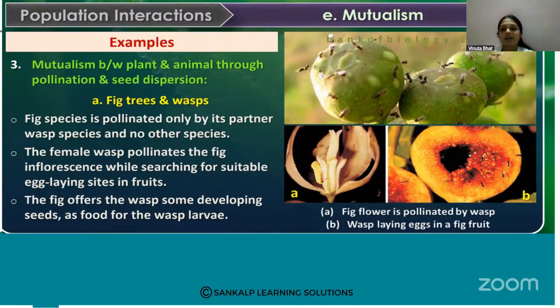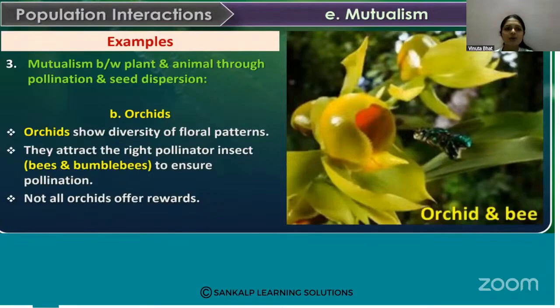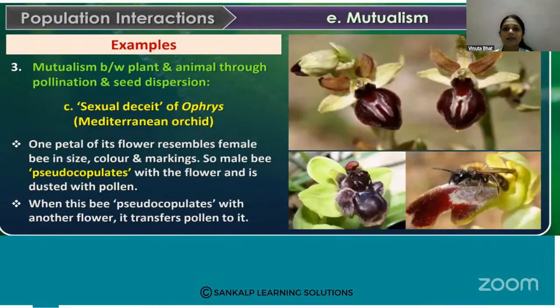So fig flowers are pollinated by the wasp, which lays the egg inside the flower, which provides a safe place for laying the egg, and the developing larvae consume the developing seeds of that fruit. Okay, so like that we can observe the mutual relationship. Then between the orchids and the bees, there is a mutual relationship, that is, plant and animal. Then the sexual deceit of Ophrys.